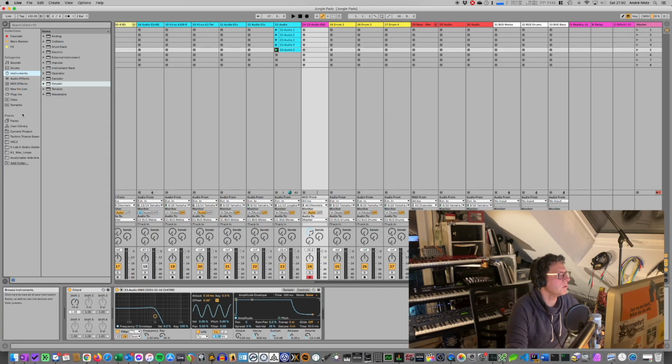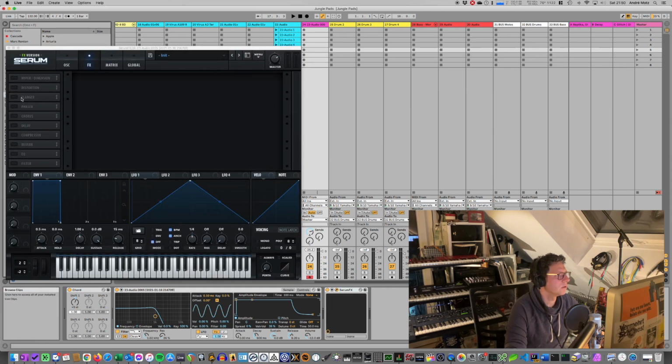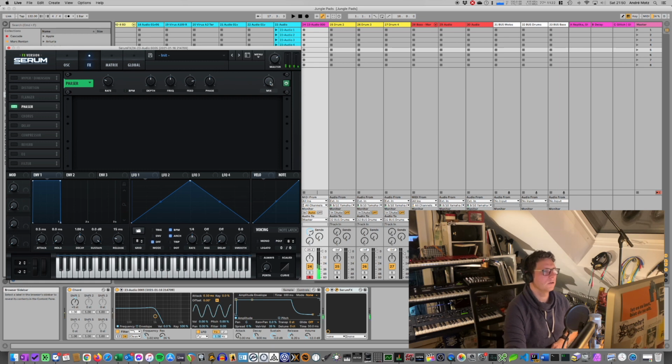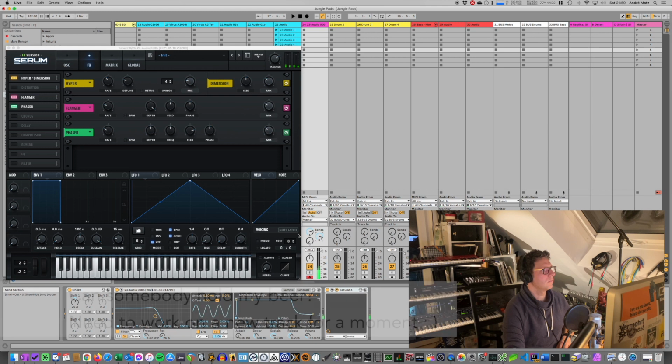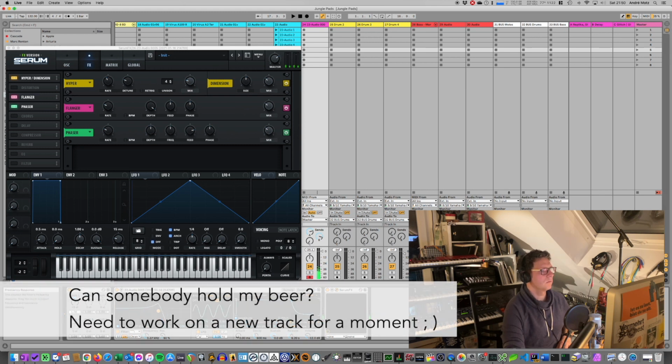So some phasers. As of now, my phaser first choice is Serum. I really enjoy this plugin, as well as its FX unit. So let's add some phaser, flanger, and other awesome things. Yeah, so you get the idea, right?